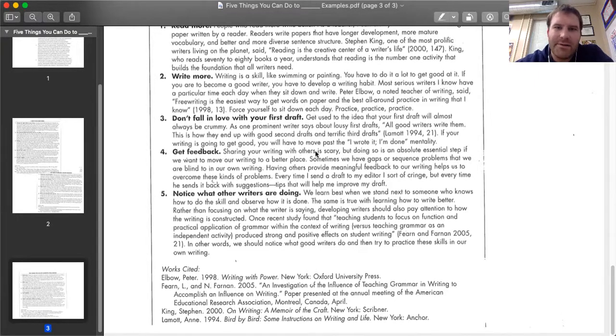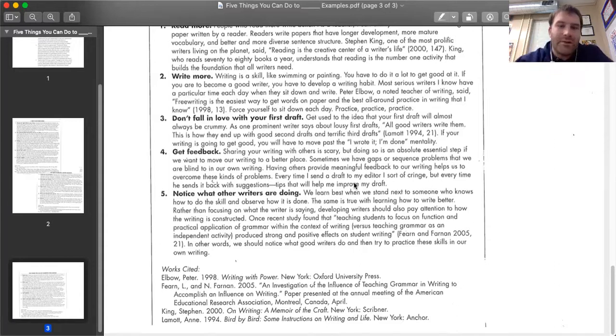Number 4, get feedback. Sharing your writing with others is scary, but doing so is an incredibly essential step. If you want to move your art to a better place, sometimes you have gaps and sequence problems that we are blind to in our own writing. Having others provide meaningful feedback on our writing helps us to overcome these kinds of problems. Every time I send a draft to my editor, I sort of cringe, but every time he sends it back with suggestions, they are tips that will help me improve my draft.